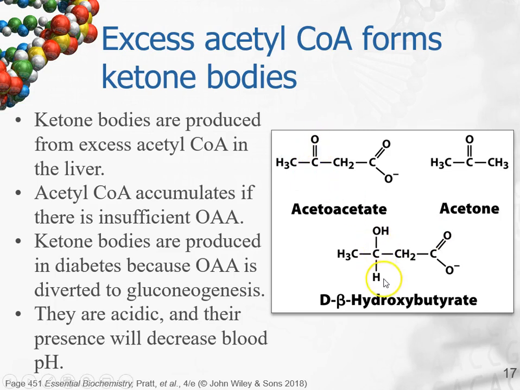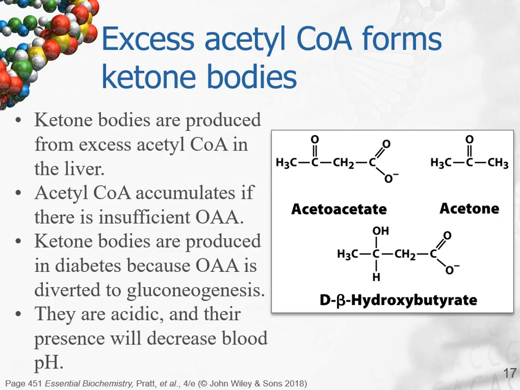This C double bond O right here can be reduced to beta hydroxybutyrate. So this is not strictly speaking a ketone body because it doesn't have a ketone, but it's called a ketone body anyway. So ketone bodies are produced from excess acetyl-CoA, and ketone bodies are produced in the liver. Okay, that's where they're produced. That's where we have the enzymes to make these ketone bodies.